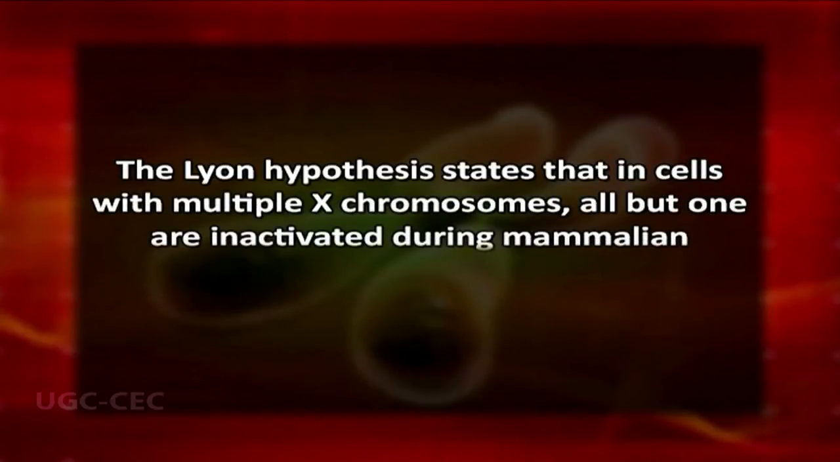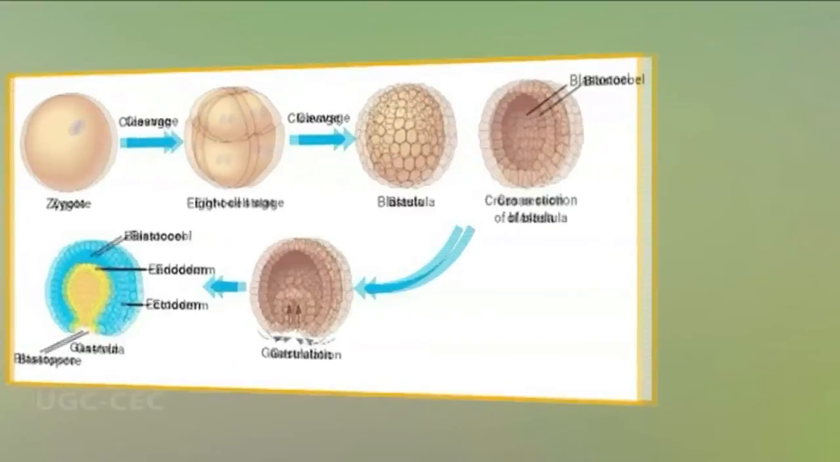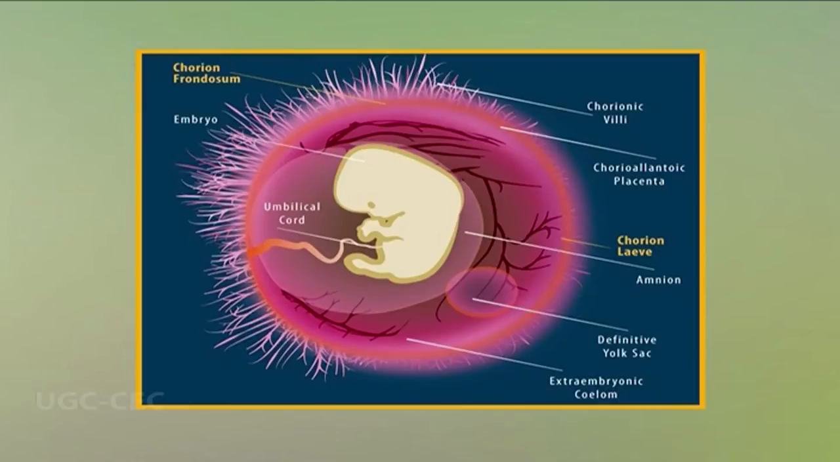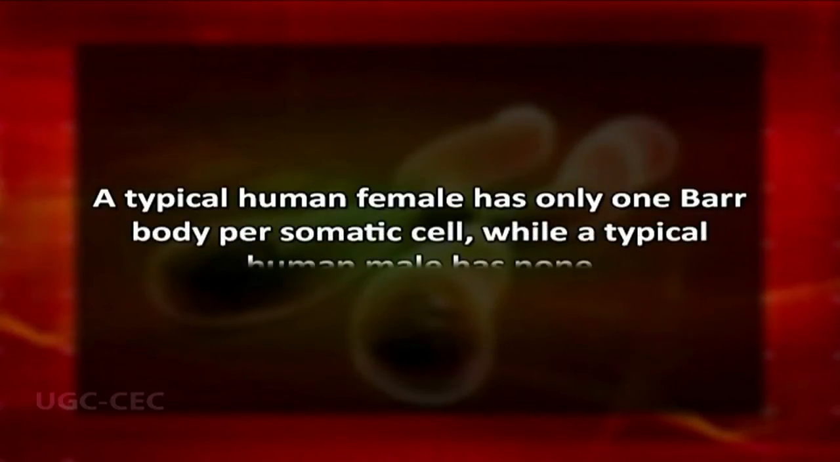The Lyon hypothesis states that in cells with multiple X chromosomes, all but one are inactivated during mammalian embryogenesis. This happens early in embryonic development, at random in mammals, except in marsupials and in some extraembryonic tissues of some placental mammals, in which the father's X chromosome is always deactivated. In mammals, males are heterogametic and females homogametic. A typical human female has only one Barr body per somatic cell, while a typical human male has none.